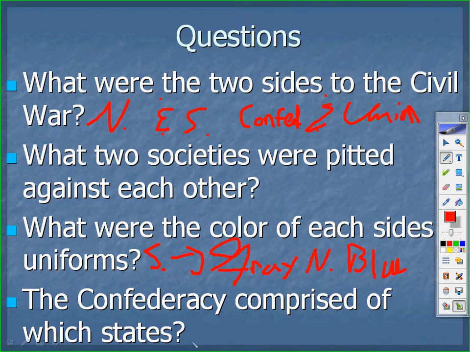And then you want to list those states that seceded from the Union and established the Confederacy. And again, good to know that South Carolina was the first state, okay, to secede from the Union. So you want to make sure that you know these different pieces when you come into class for me.